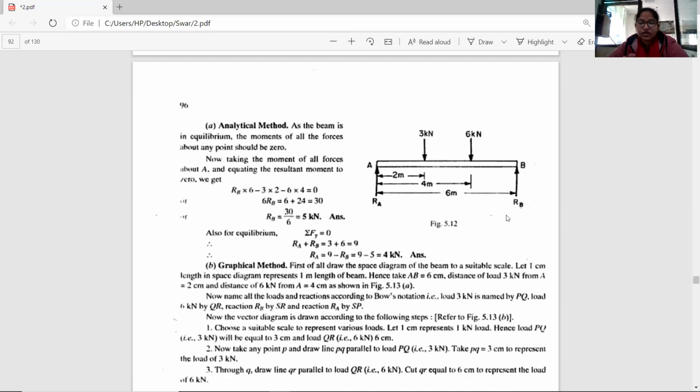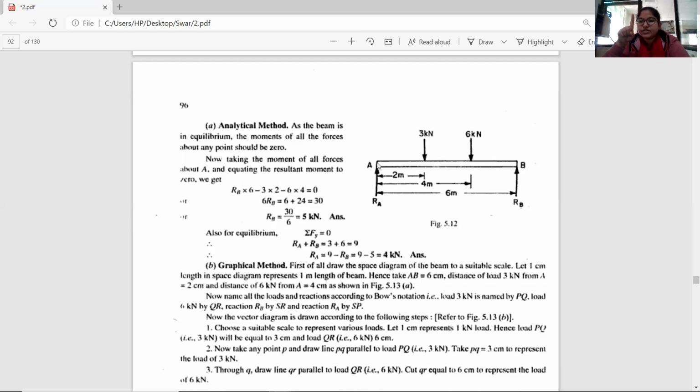How can we fix it? Whatever force is applied by one body on another body in a clockwise direction, we will take it as positive. If it is in an anti-clockwise direction, we will take it as negative. Okay, so let's start. There are basically three reactions.